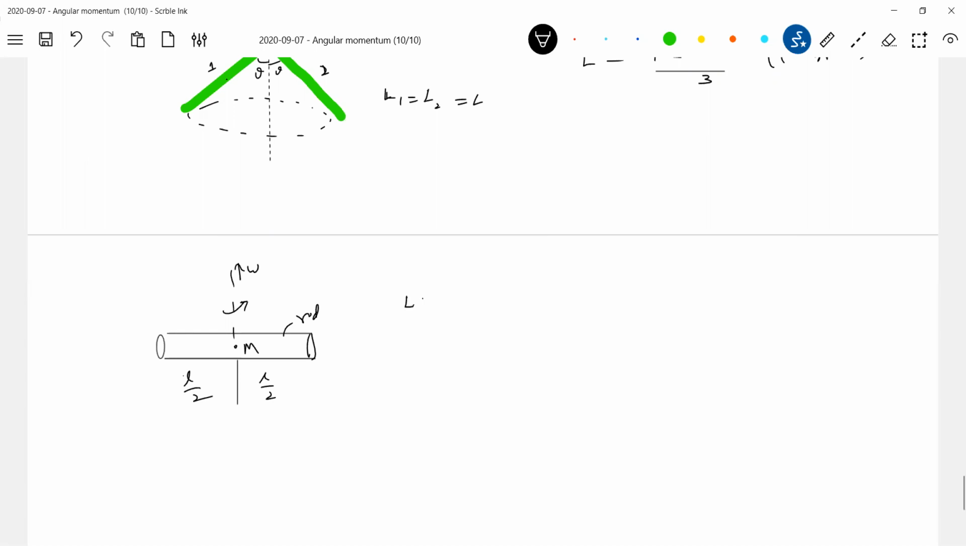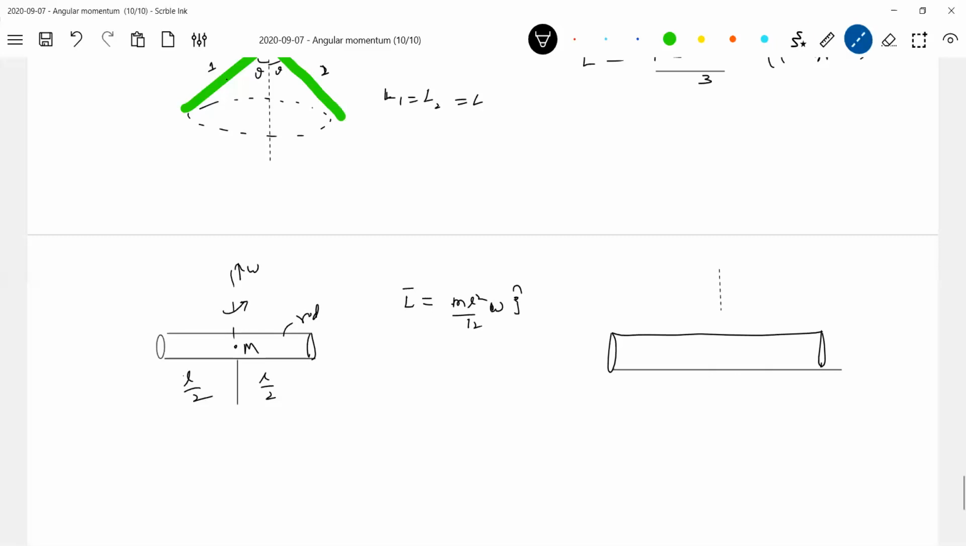What is the angular momentum? I can definitely write it as ml square by 2L into omega j cap. I'm very sure. Sir, how can you say that here? What is the method? You take a small element on a rod. I'm making a guess; I'm having a background idea like this.